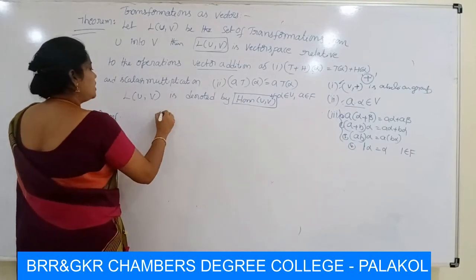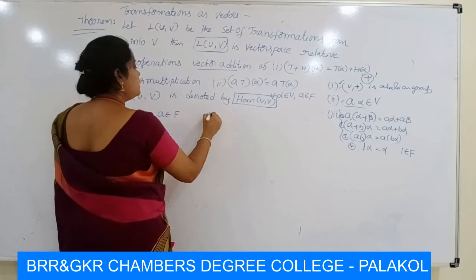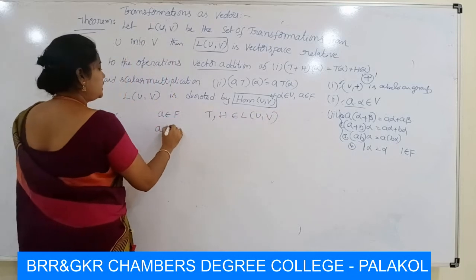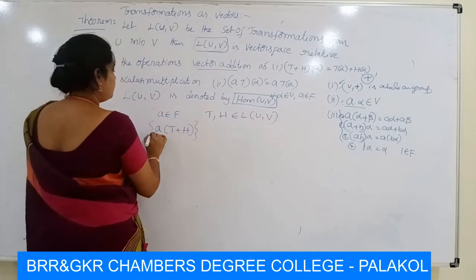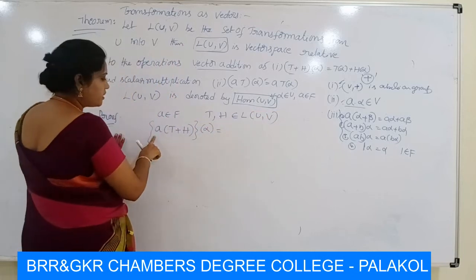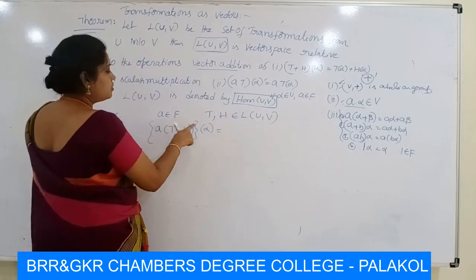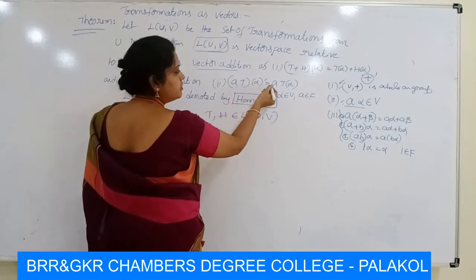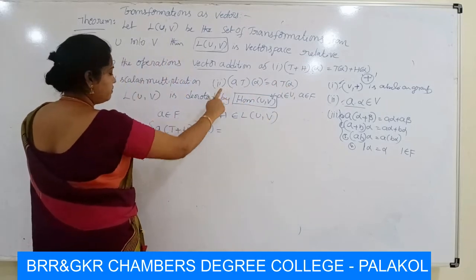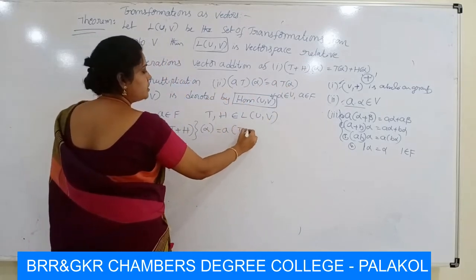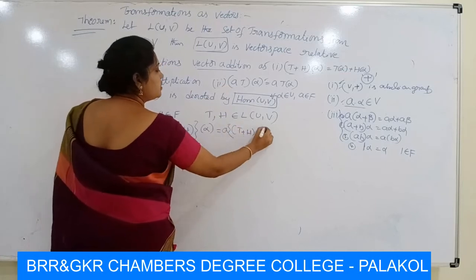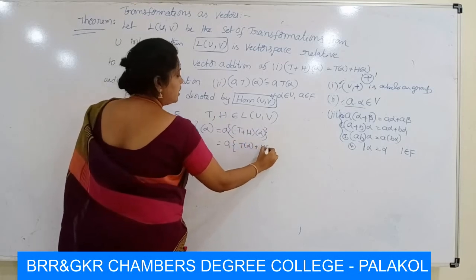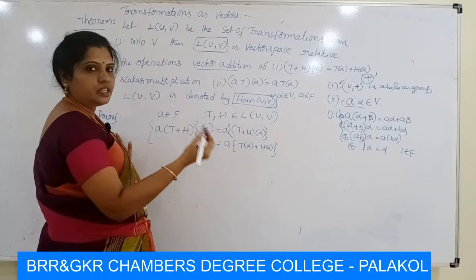First one: A belongs to F, and we take the transformations T comma H in L of UV. A into T plus H of alpha is equal to, here A is a scalar and T plus H is a transformation. So by the scalar multiplication with a transformation, AT of alpha is defined as A into T of alpha. So by definition A into T plus H of alpha, again applying the sum of the transformations, we get T of alpha plus H of alpha.